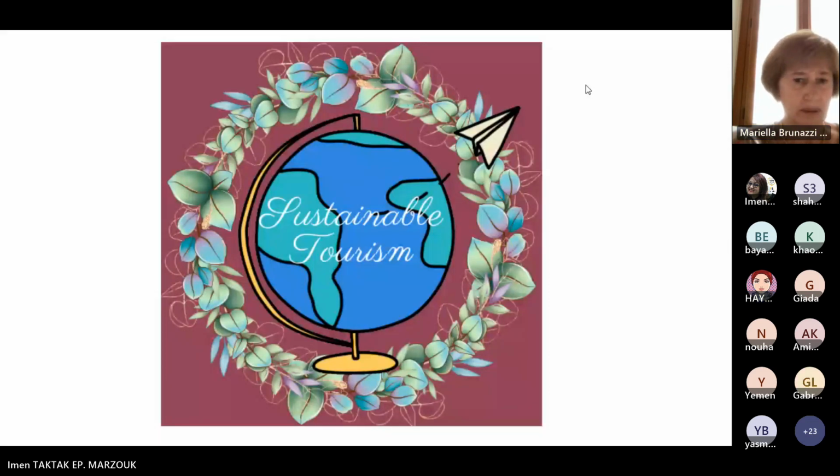Group 3, yes. Okay, Fabrizio, will you explain the logo? Yes, good morning, everyone. We chose this logo to represent sustainable tourism because sustainable tourism is a kind of tourism that is respectful of the environment, respectful of nature, yes, exactly. So we chose this logo.